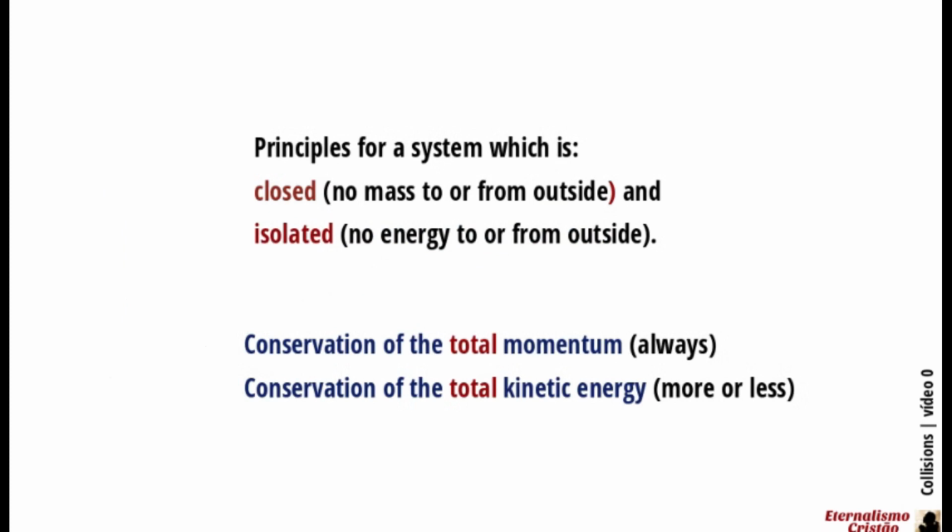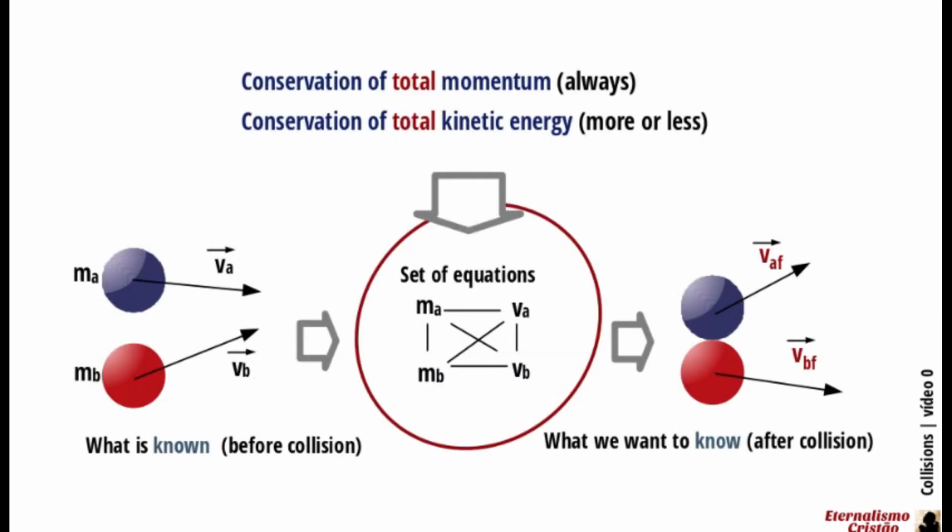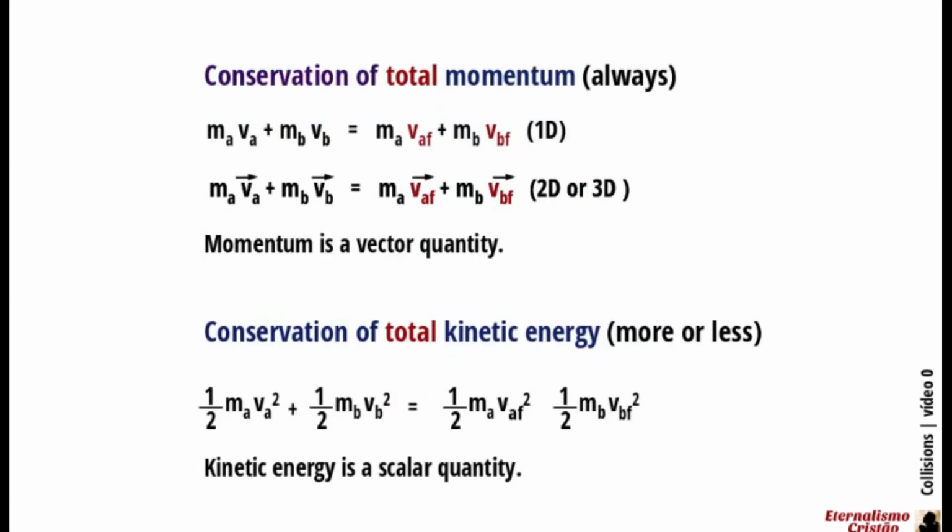The principles for a system which is closed, no mass to or from outside, and isolated, no energy to or from outside, are the conservation of the total momentum, always, and conservation of the total kinetic energy, more or less. These two principles come as a set of equations, relating the masses and initial velocities of the two colliding bodies, with the final velocities of these bodies. Momentum is a vector quantity. Kinetic energy is a scalar quantity.